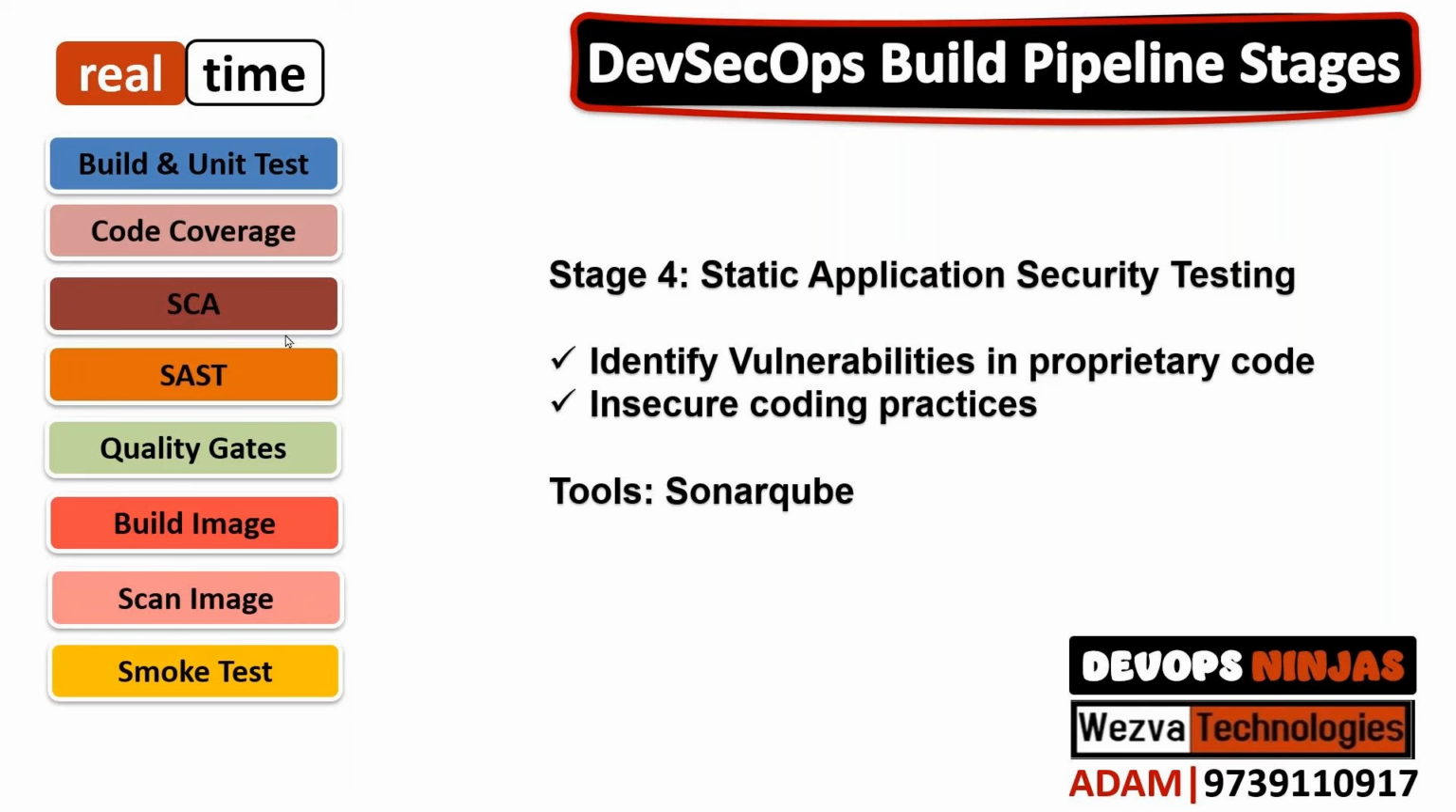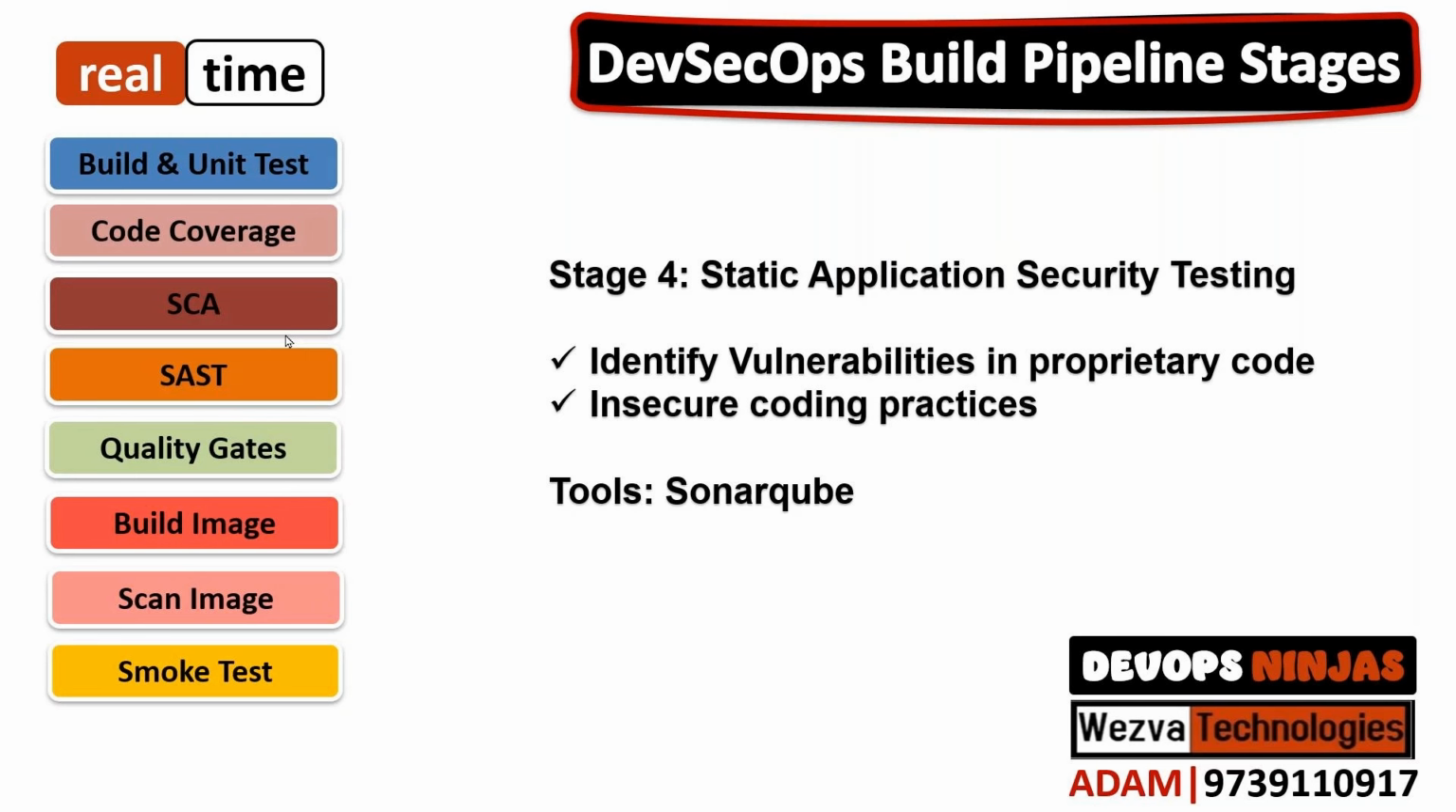So what is the purpose of SAST? To find out whether your code has any vulnerability that can be exploited, and at the same time, whether you have followed the coding standard to make sure your code is secure. So that way, SAST will give us those results.